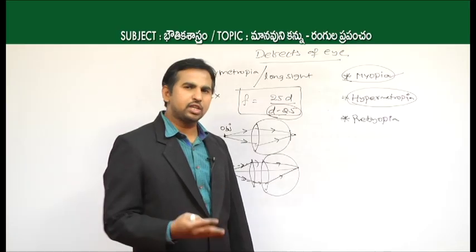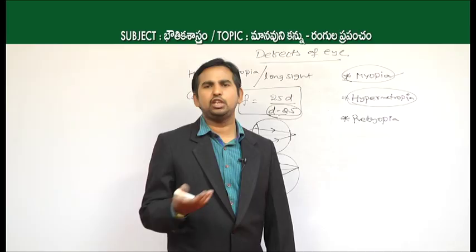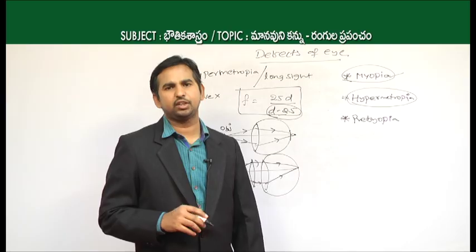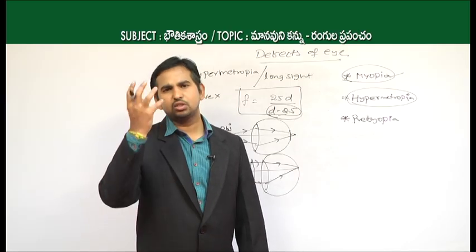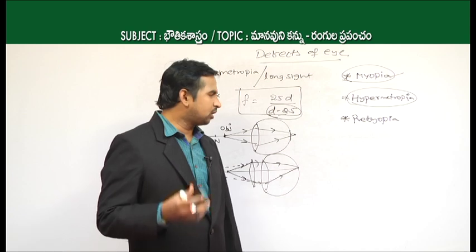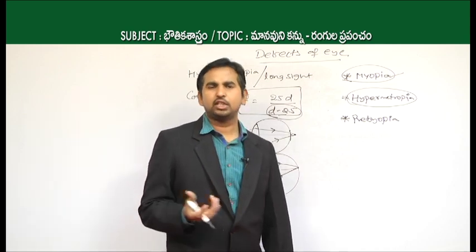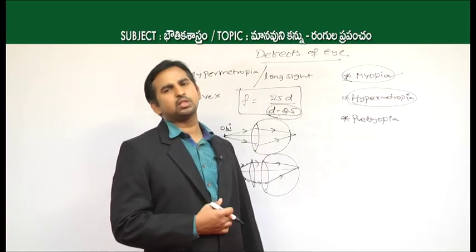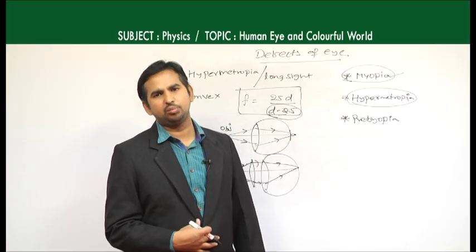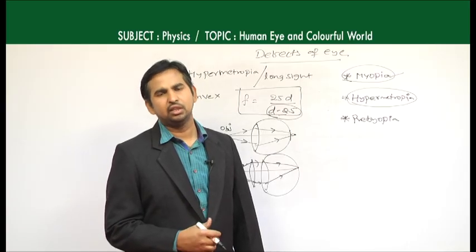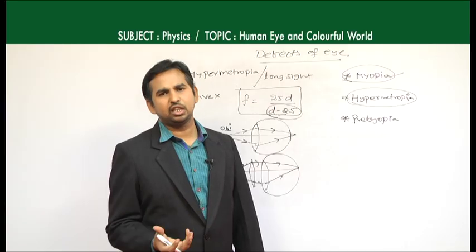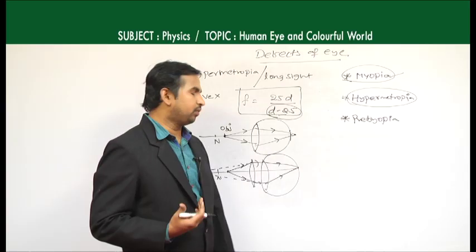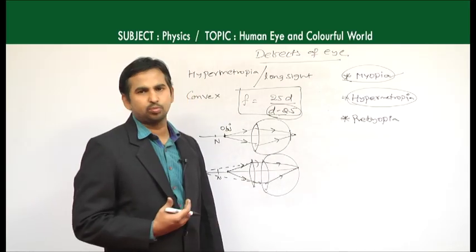Or if the object is placed after the near point, how is the image formed? For a hypermetropia-defected eye, they can see the object very clearly, because the problem with the ciliary muscles is in adjusting the minimum focal length, not the maximum focal length. As it can adjust the maximum focal length, which is 2.5 centimeters, we do not have any problem. So we can see a very clear image once the object is placed beyond the near point, where n is the near point.